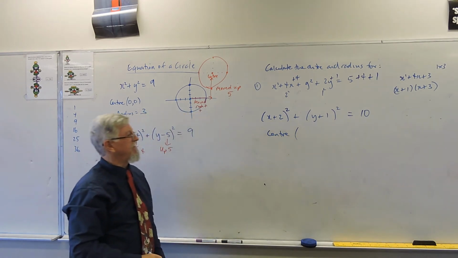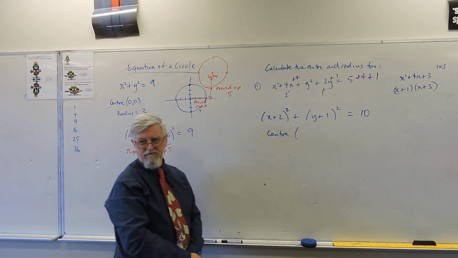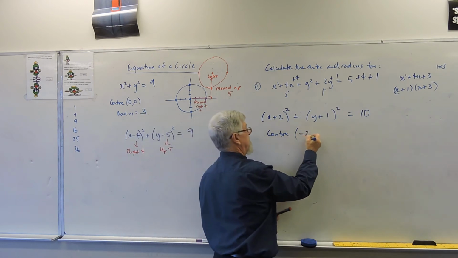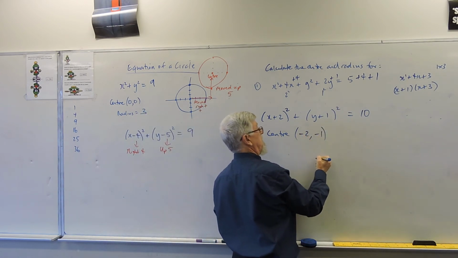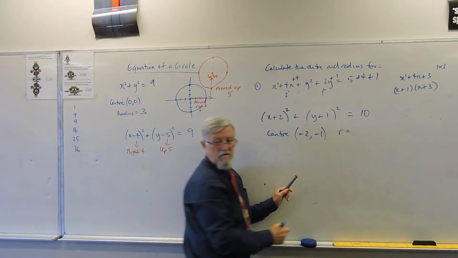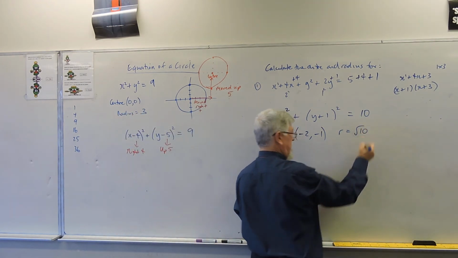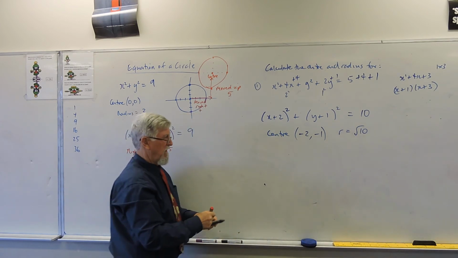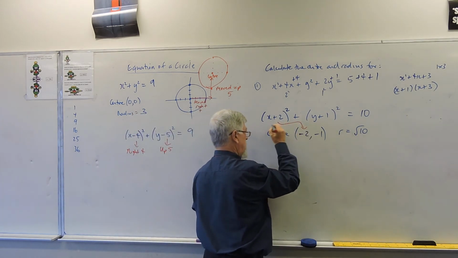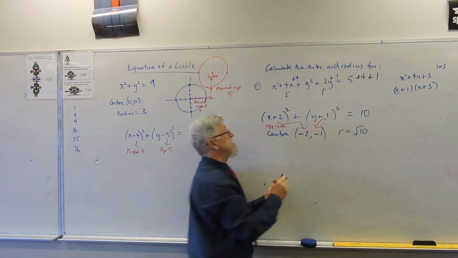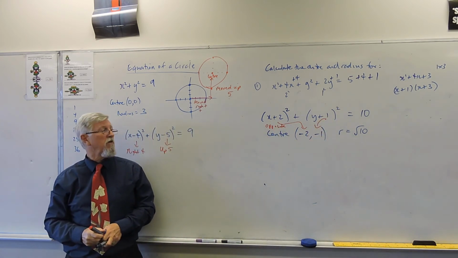Now Ben, tell me the centre. -2, -1. Yeah. Radius is? 10, is it? Square root of 10. So what's the trap? Of course it's the opposite there. So if you want to be an opposite person, they're the opposites, and that's the opposite. And then you've got the root 10.